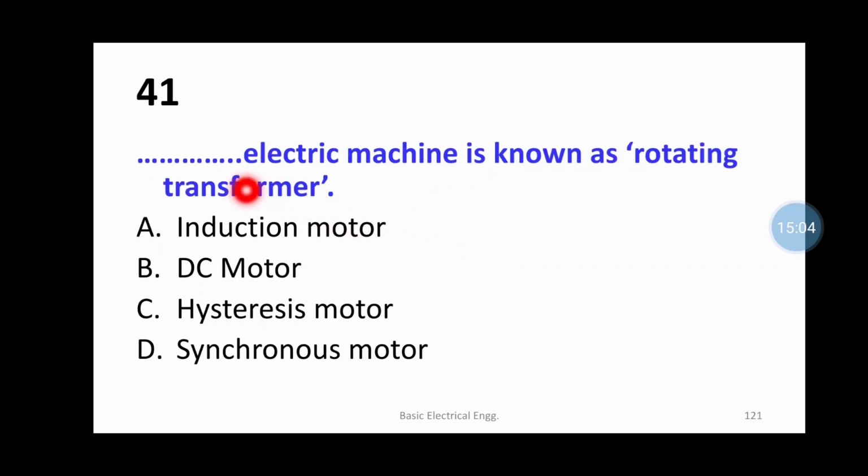Question number 41. Dash electric machine is known as rotating transformer. All of you know that a transformer is a static device, but this is one special kind of question. Dash is known as a rotating transformer. The transformer is a static device. It works based on Faraday's laws of electromagnetic induction, and the same thing happens in an induction motor also. So you can select option A. The induction motor also works on the same principle as a transformer, but an induction motor is not a static device, whereas a transformer is a static device. That's the difference. Please make a note. So here you have to select option A.